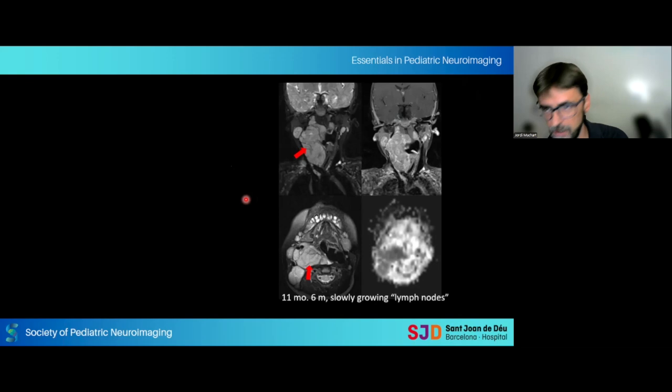I'd like to show you another entity that can also extend towards the skull base, although it is not typical of this area. You can see here this 11-month-old child with a history of a 6-month slowly growing mass, we call it lymph nodes, but of course this is not a lymph node. And you can see this lobulated hyperintense T2 mass in the posterior neck right in front of the long muscles, with areas of low ADC and heterogeneous enhancement.